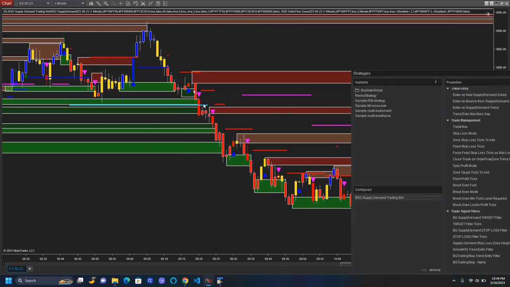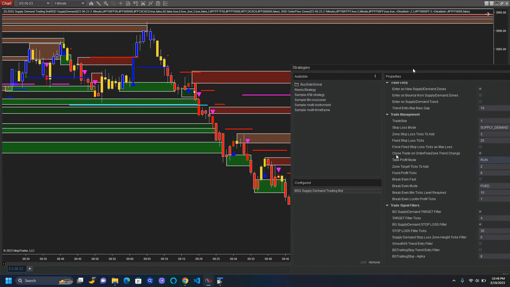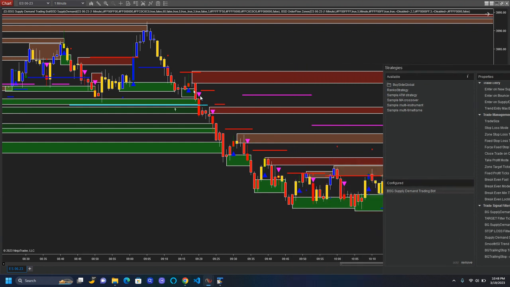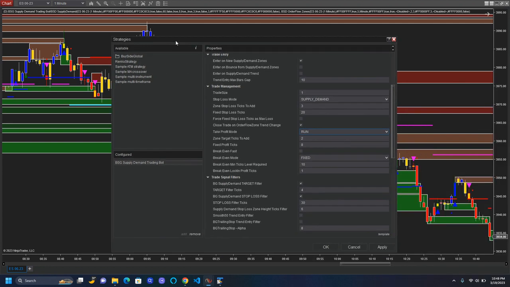We are here, we enter the trade. When we say close the trade on order flow zone trend change, what does the trend change mean? From red, next to blue. What is the next blue? Right here. So this is a better way to maximize when the market is moving in one direction. But if you're talking about a choppy market, it's going to backfire on you. I'm going to show you that also. But in this case, let's run it this way.